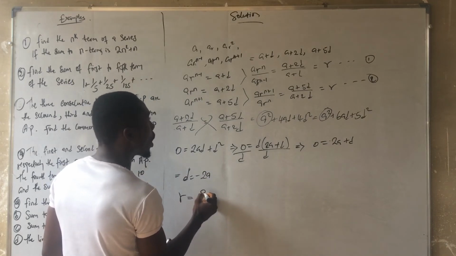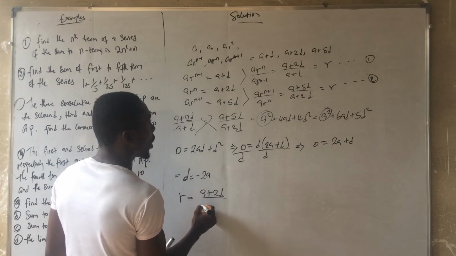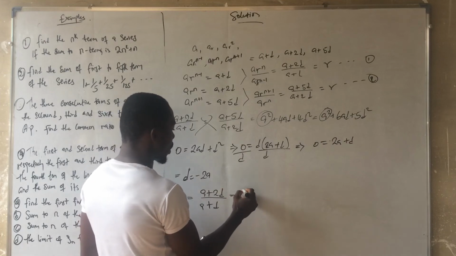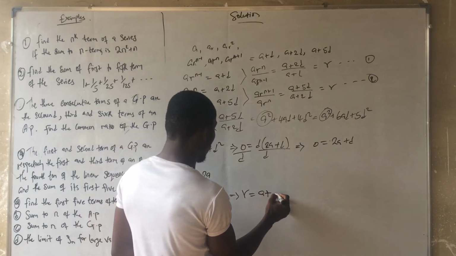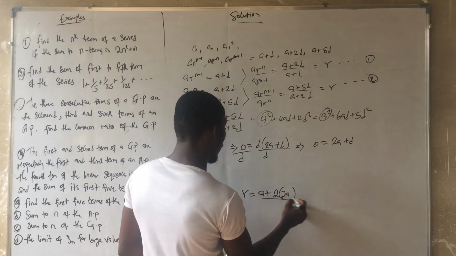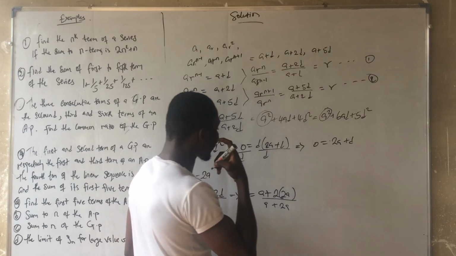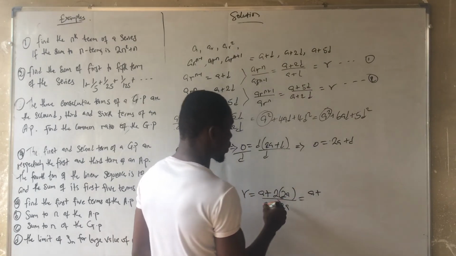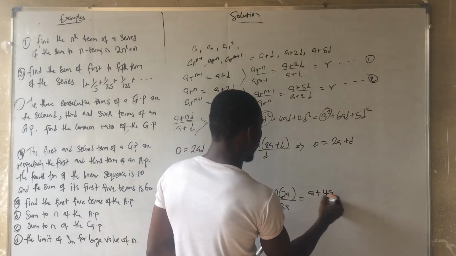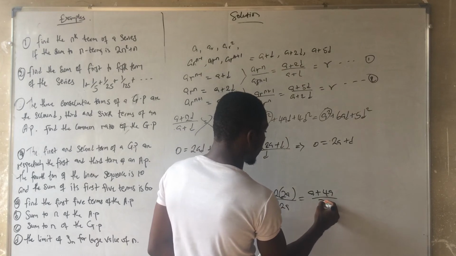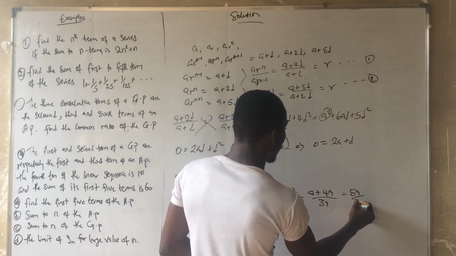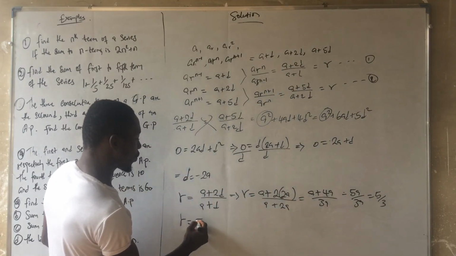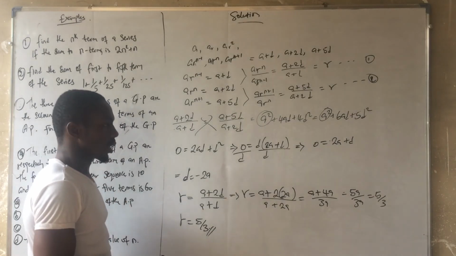We can put it in equation 1 or equation 2. I'll say r is equal to (a + 2d) over (a + d). Now, our d is -2a, so r is equal to (a + 2(-2a)) over (a + (-2a)). Now a plus 2 times 2a is 4a over what? This is 3a. So we have 5a over 3a, meaning 5 over 3. So the common ratio is 5 over 3, and that is the answer.